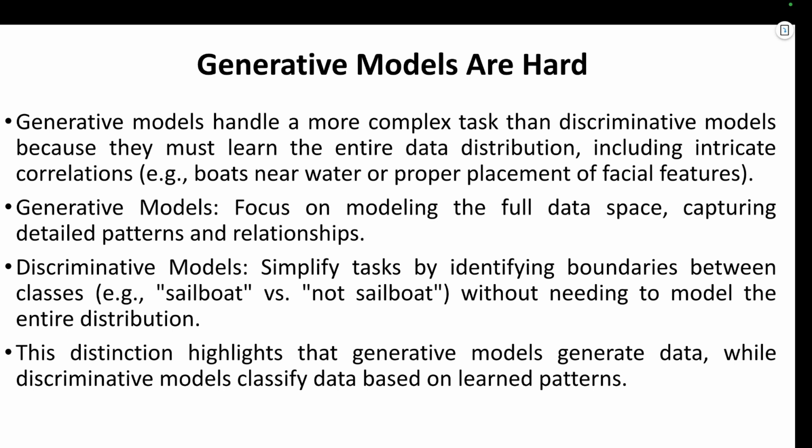These generative models are hard because they handle a more complex task than discriminative models, because they are generating the images, whereas the discriminative role is only for classifying the images. The generative model focuses on modeling the full data space, capturing the detailed pattern and relationship based on the performance and the feedback received from the discriminator. What is the loss generated by the discriminator? Now based on this performance, or acknowledgement by the discriminator, the generator tries to improve its performance.